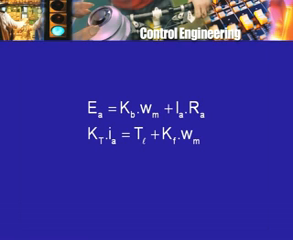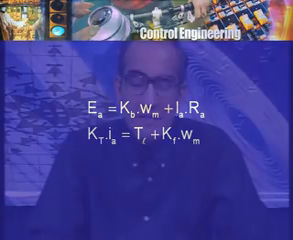The torque is KT times the armature current, and that equals the constant load torque TL plus the frictional torque KF into omega m. The moment of inertia term J d omega/dt is equal to 0. So these are the steady state equations.